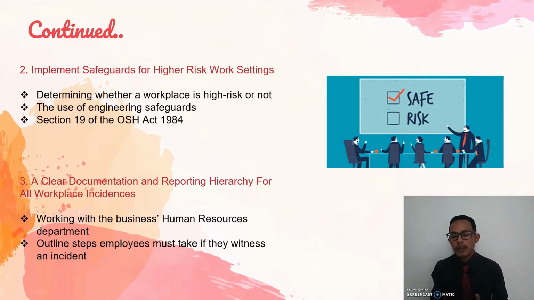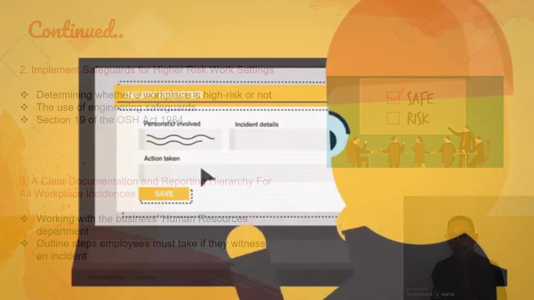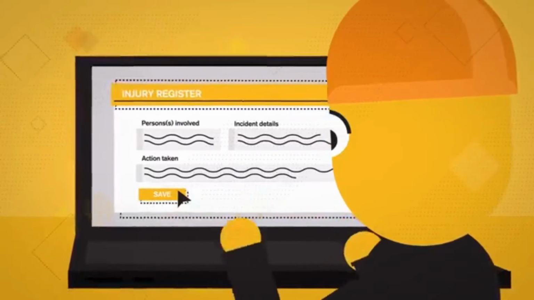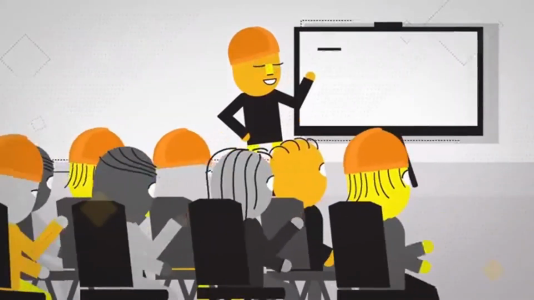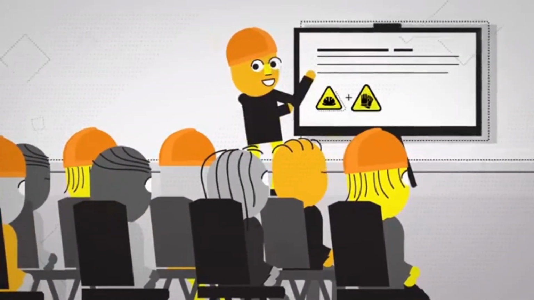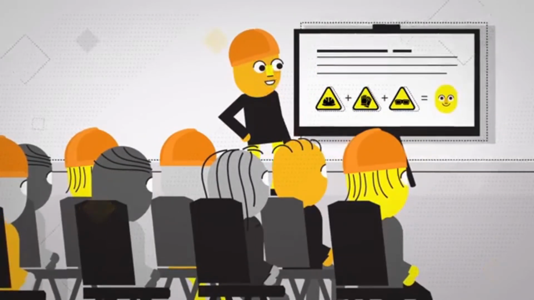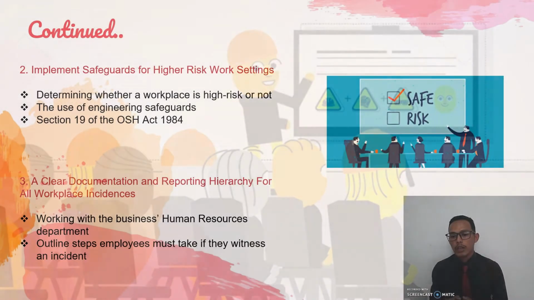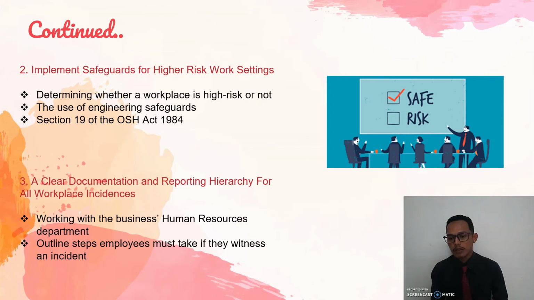Furthermore, a clear documentation and reporting hierarchy for all incidents in the workplace is an appropriate action in maintaining the safety and health of employees. The employer, having worked with the business human resource departments, develops incident reporting policies. It is necessary, therefore, to record and investigate any accident or near-miss events.